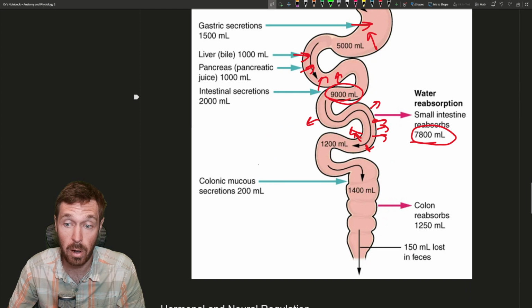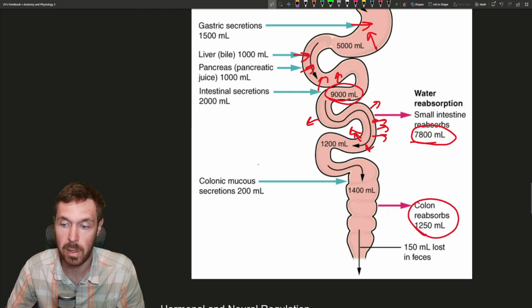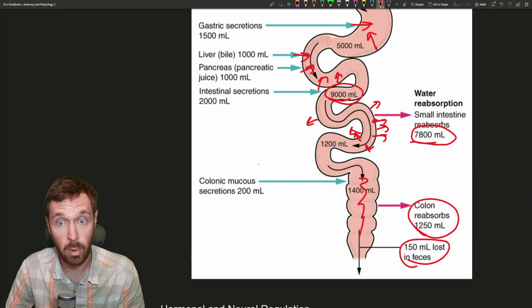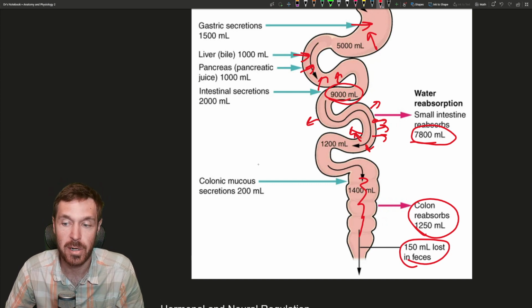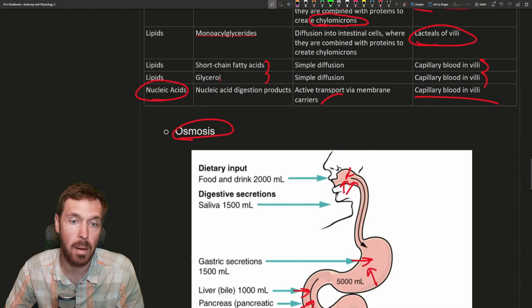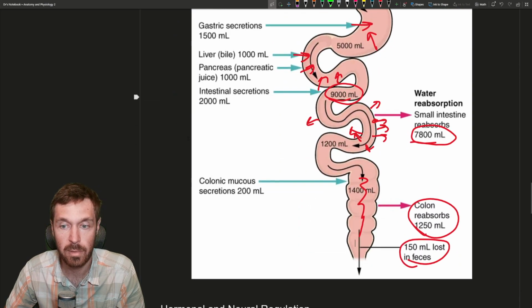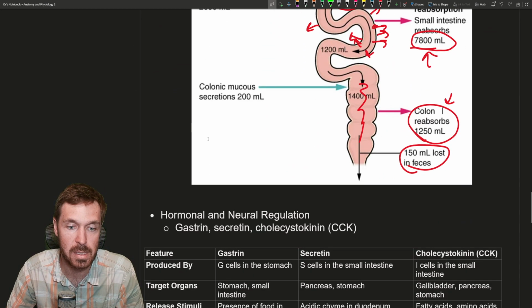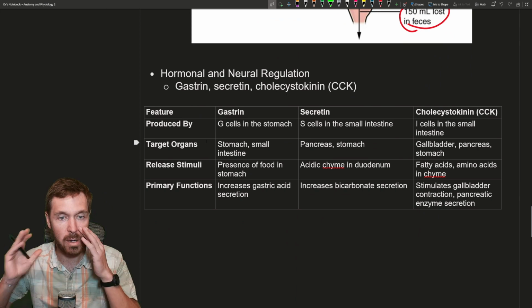And then in your large intestine, you finish reabsorbing more of it. And then you do lose a little bit in feces, of course. So if you have diarrhea or something like that, that's why it's more watery. It's because it doesn't have as much time in your system to reabsorb. So you've got to be careful of dehydration in that case. But this is all osmosis, which is the movement of water. But you do reabsorb. Most water absorption occurs in the small intestine, but a little bit does occur in the large intestine as well.